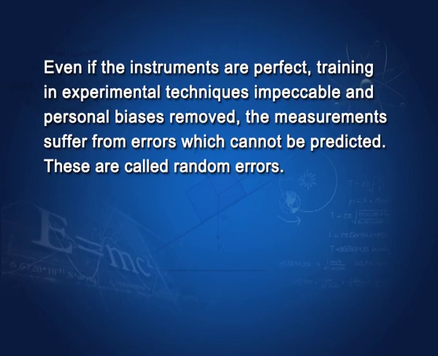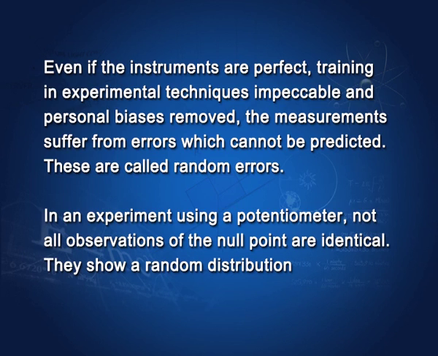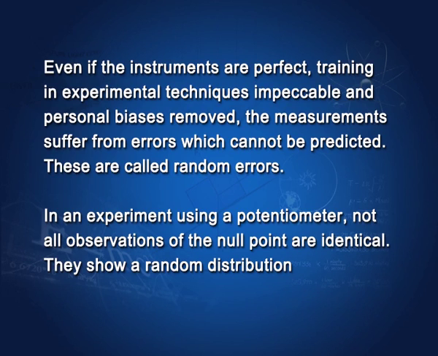Now, let us consider a perfect situation. Our instruments are perfect, our training in experimental techniques is perfect, and we do not have personal biases. That means we do not see this way or that way, say reading a temperature scale. The measurements can still suffer from errors, and these are random errors, and these cannot be predicted. In an experiment using a potentiometer, you read the null point, but all the null points are not identical. Sometimes the null point is lower than the previous value, sometimes higher. They show a random distribution.